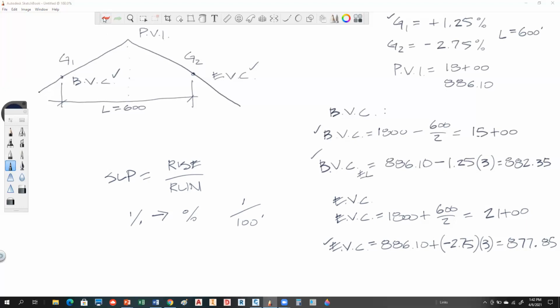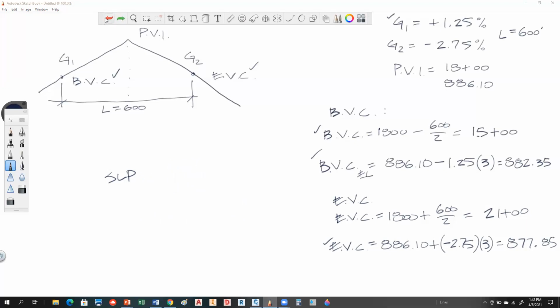Oh, you weren't questioning my percent. I was just trying to figure out, will that number always be 3? Is that a constant? No, it's based on what L is. If we go from the BVC to the EVC, we say it's 600 feet. If you drop this line down from the PVI, this is always half of L. That's why I use 3 here and 3 here.